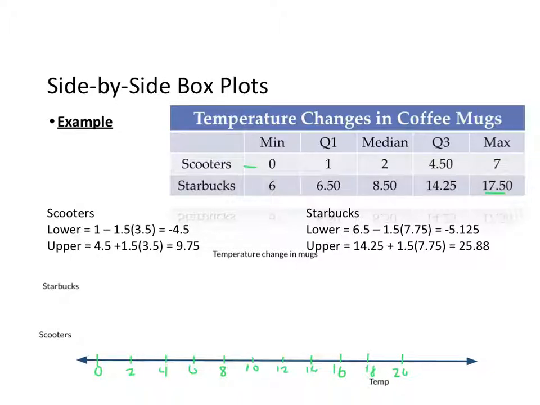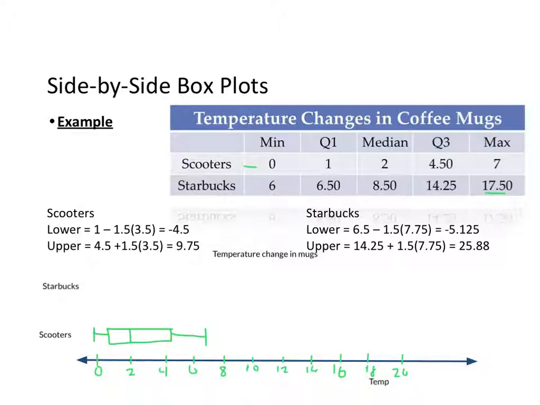Okay, so the minimum is at 0. The Q1 is at 1. The median is at 2, and for right now I'm just going to draw a dot. The third quartile is at 4.5, and then the max is at 7. Okay, so there's my first box plot.